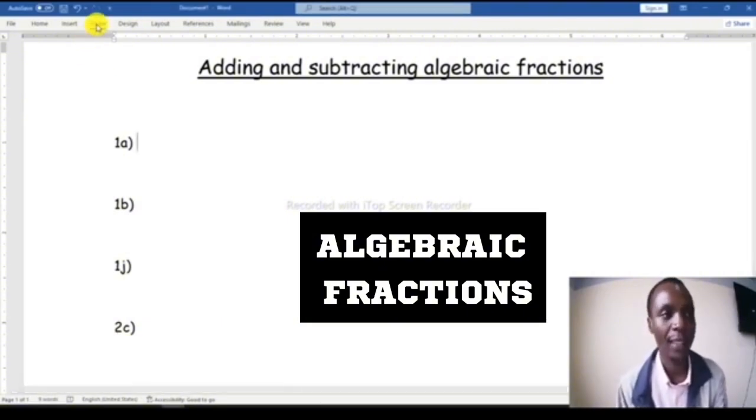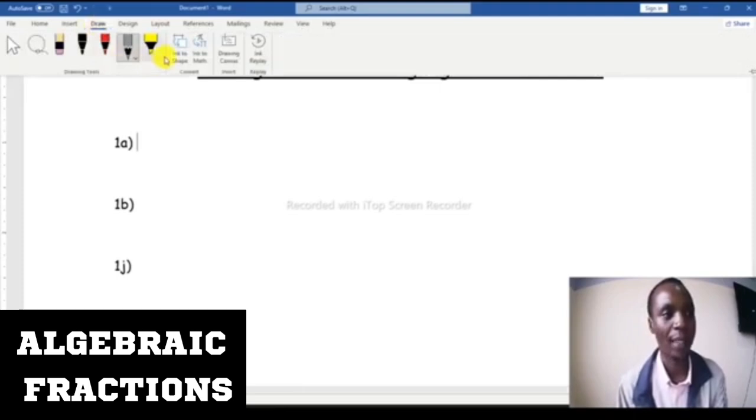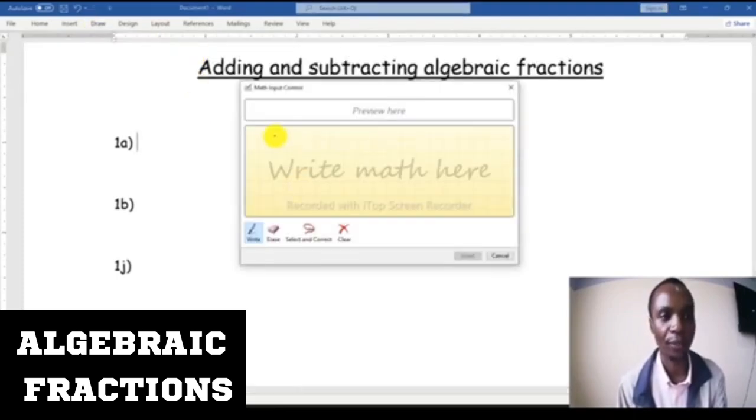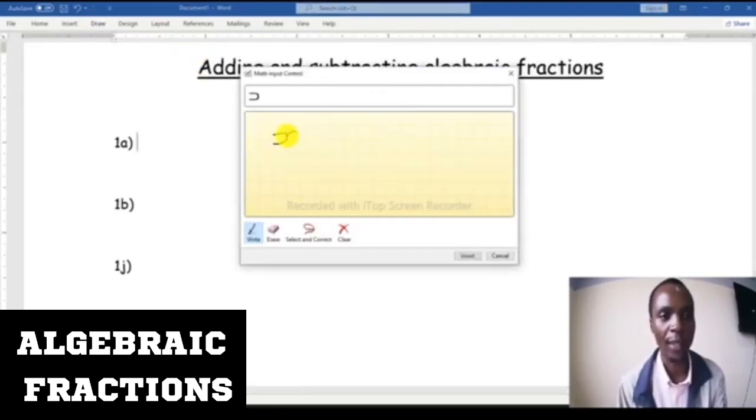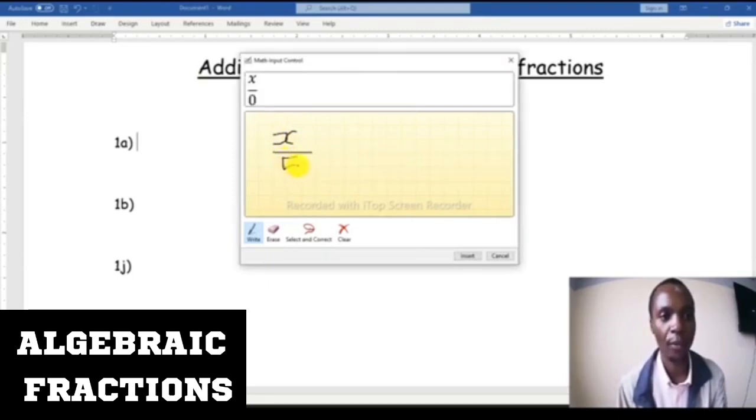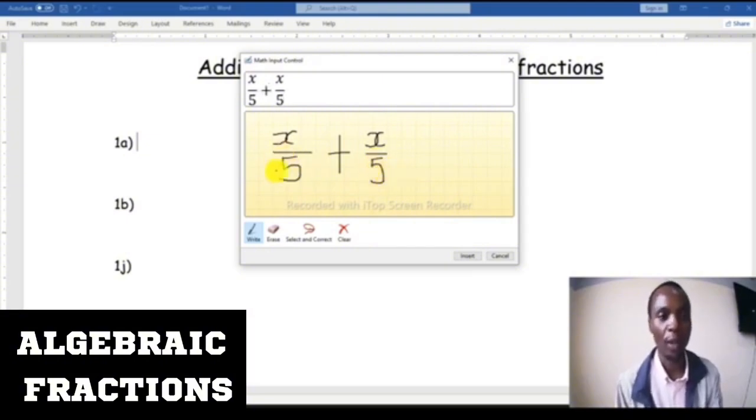1a says x over 5 plus x over 5. So 1a is x over 5 plus x over 5, like this, right? So when we have two fractions with the same denominator like this, it's very easy.